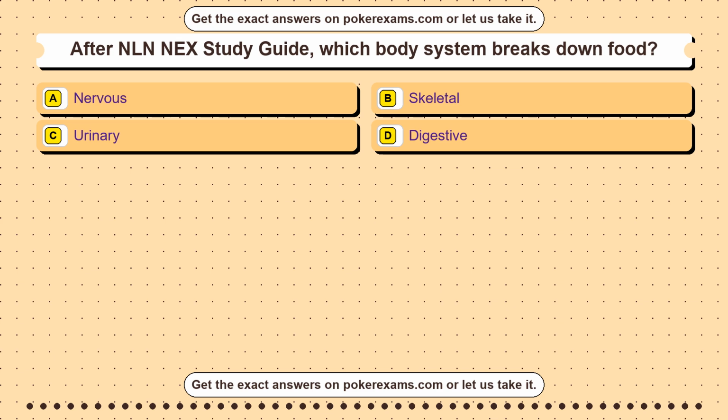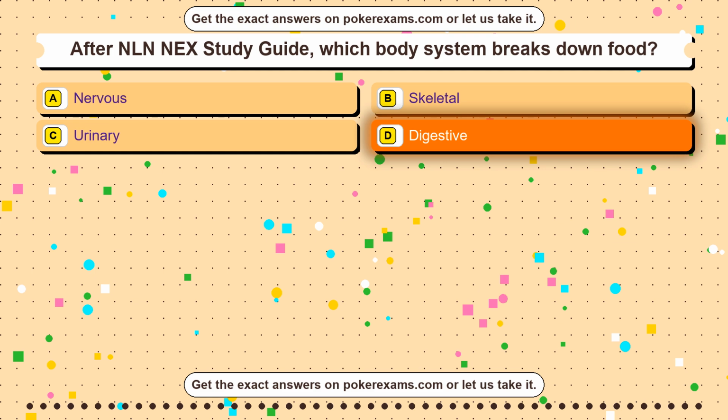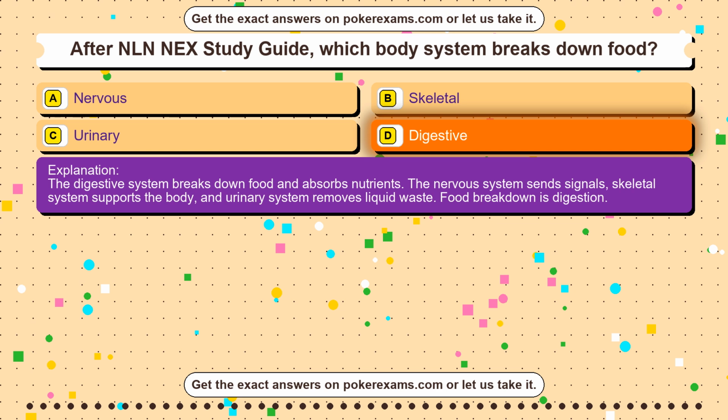Question 6. After GED scientific method practice, which substance is made of atoms bonded together? Option A opinion. Option B variable. Option C government. Option D compound. The correct answer is option D. A compound is made of 2 or more elements chemically bonded. Opinion, variable, and government are not chemical substance types. Bonding is the science clue.